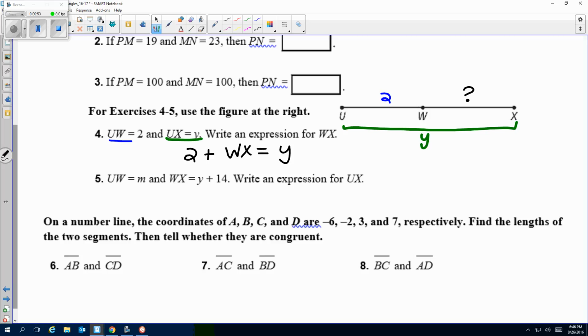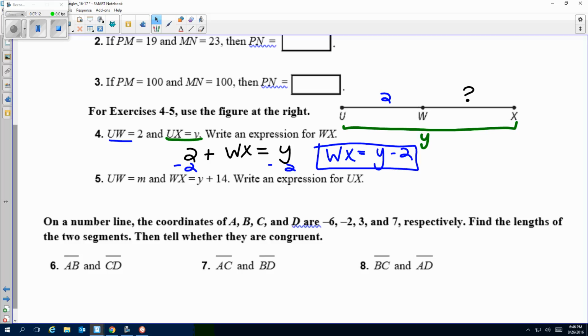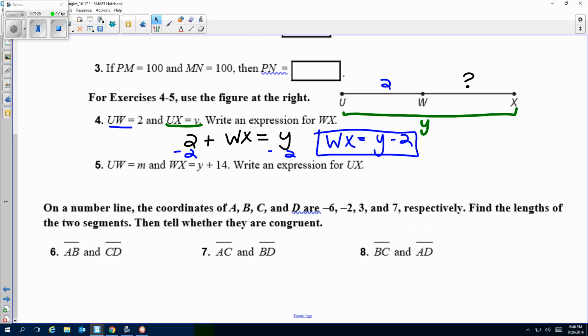So I'm basically solving for WX, and in order to do that, I need to get rid of this 2. If you knew what Y is, you would subtract to find what's remaining, just like you did on the first problem. So WX is that expression, Y minus 2. And that's it. There's not always going to be a number or value that you get. So that takes care of that one. You can do number 5. And then when you get to number 6 through 8, let me extend this page real quick.